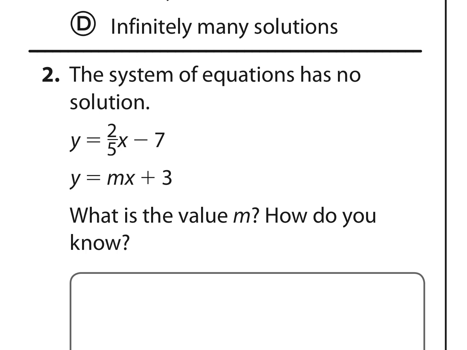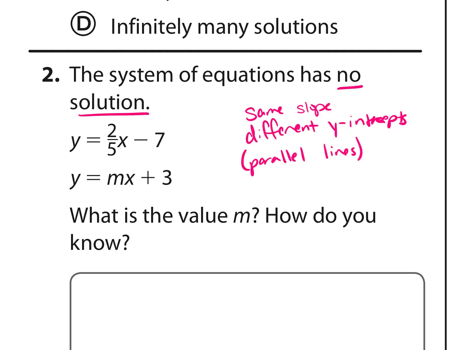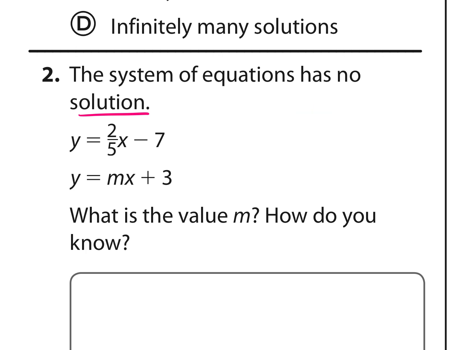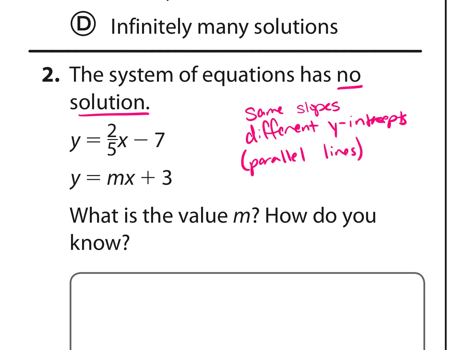Number 2, this system has no solution. That means they have the same slopes, different y-intercepts, which means they're parallel lines. So if these must be the same slopes, then that means that m has to also be 2/5, and we know that because it has no solution.